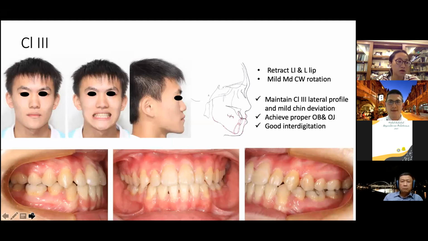After 2 years of orthodontic treatment, we retracted the lower incisor and lower lip, with mild mandibular clockwise rotation from lower molar extrusion. After the treatment, he still retains his class 3 lateral profile and mild chin deviation. And we achieved proper overbite, overjet, good interdigitation, and relieved crowding.